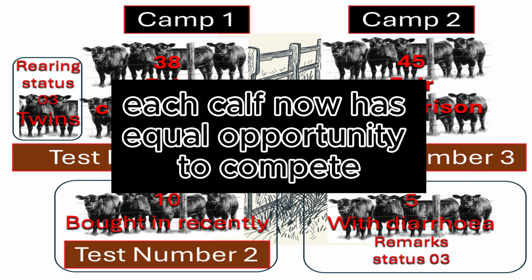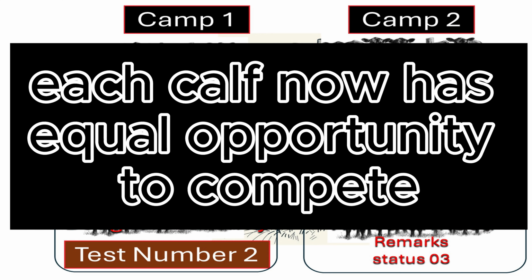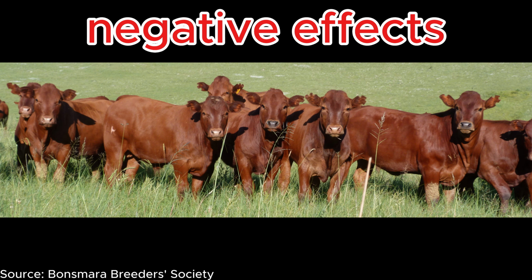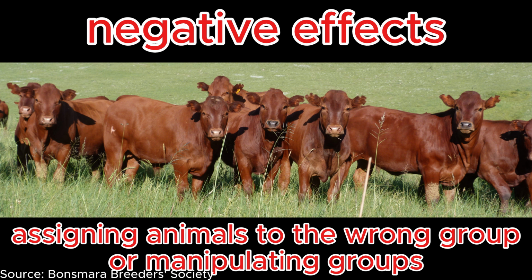Effectively, each calf now has equal opportunity to compete and to be assessed based on its peer group. Remember to watch Chapter 4, namely the negative effects of assigning animals to the wrong group or deliberately manipulating contemporary groups.